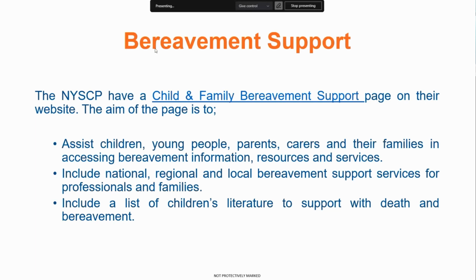So all of this links into what would be identified from maybe a JARM, that maybe if it's a child in school that they might need support, and a lot of these resources would be available from this page.